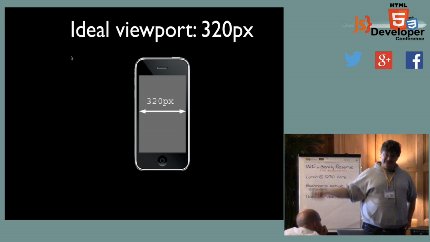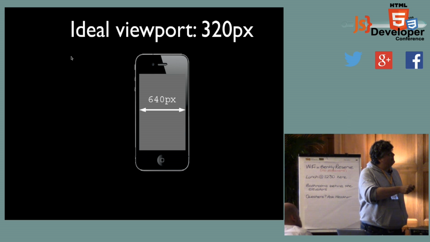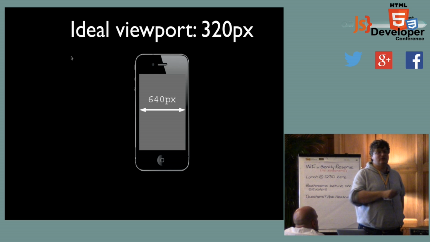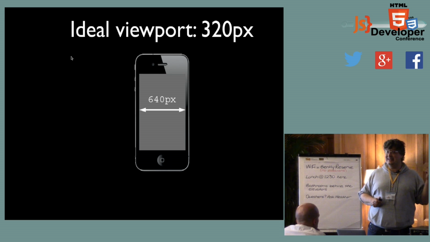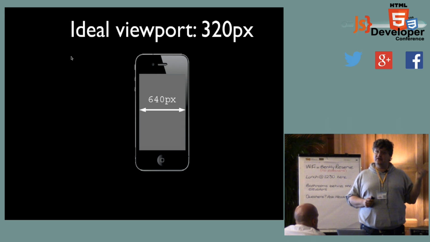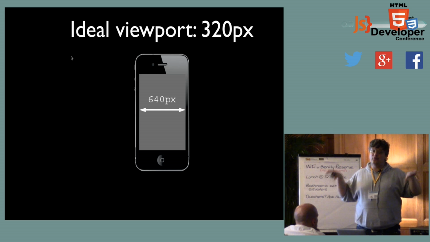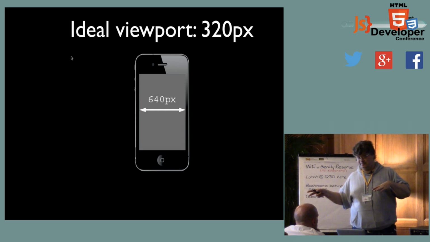Then Apple switched to retina screens, which made the screen 640 device pixels, but the ideal viewport remained at 320. There were two reasons for this. First of all, 320 is genuinely the best width for viewing a website on an iPhone. And secondly, if they would change the ideal viewport, a lot of sites would break. Right? Because by the time the retina screen came around, a lot of web developers had already created iPhone optimized websites, and Apple didn't want to break those.